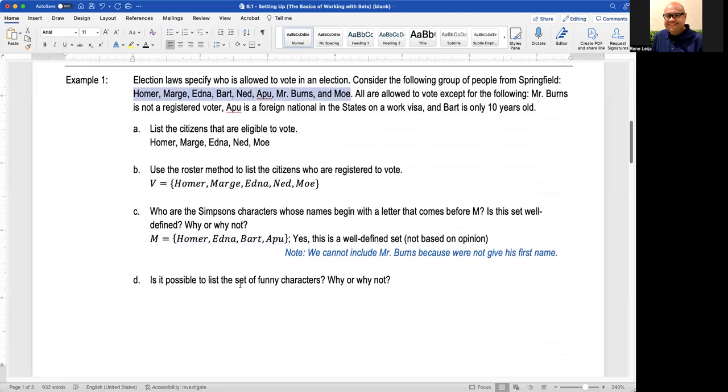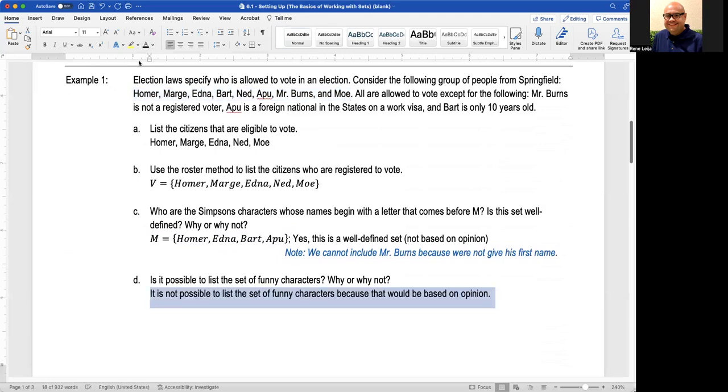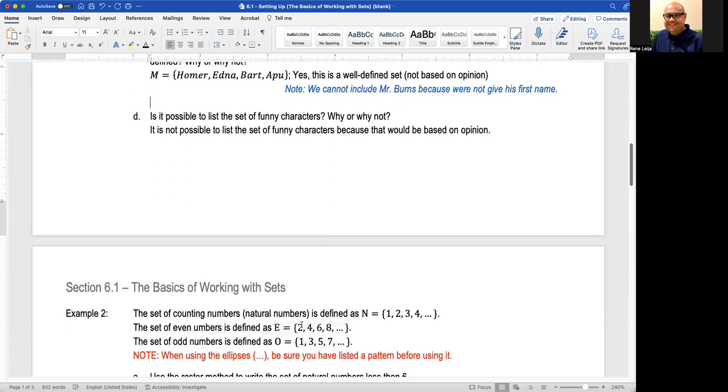Now is it possible to list the set of funny characters? Why or why not? No, it is not possible to list the set of funny characters because that would be based on opinion. Personally, I don't like The Simpsons. I tried watching it, but I don't think it's funny. But you might think it's funny. And so that would be based on opinion. While I think it's not, you might think it is. So anytime that you list a set as being well defined, it has to be based on facts.